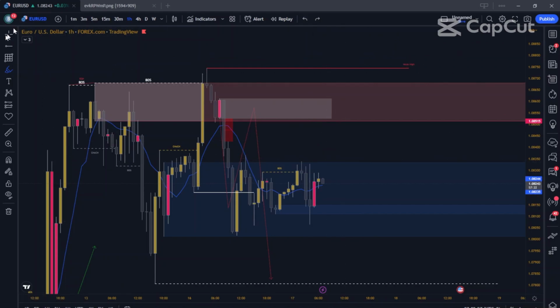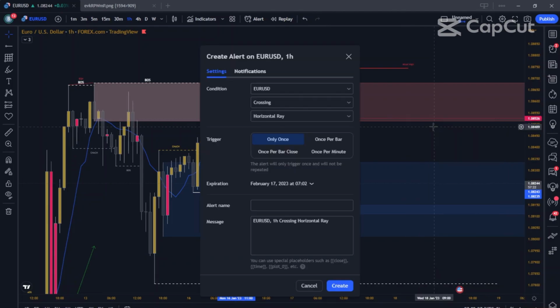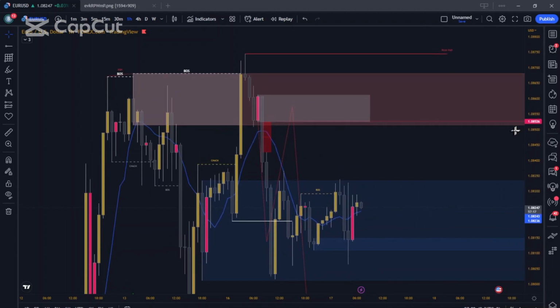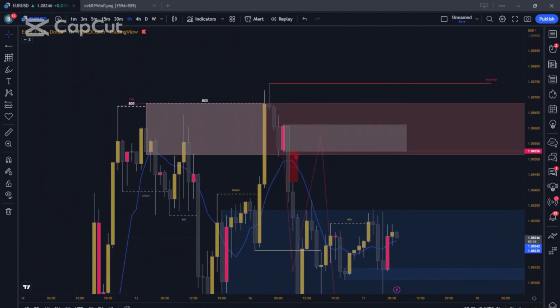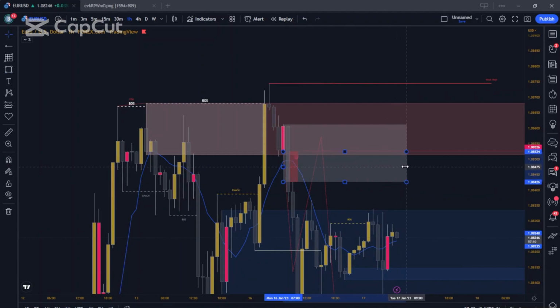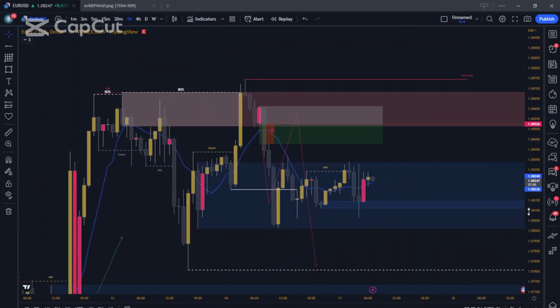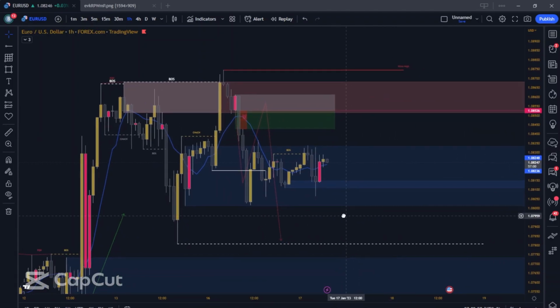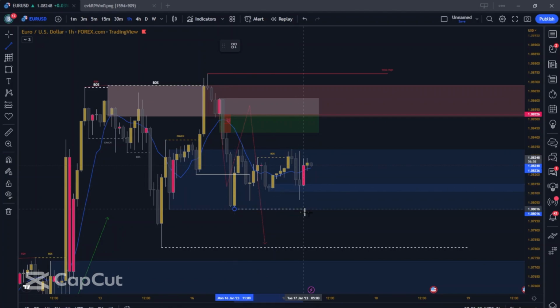Okay, so my area of interest, I'll put it on there for you now. See this line? It's going to be my alert. It's also important to note on the 1-hour, there is also some imbalance here. Here's the imbalance. Boom, boom, boom. Beautiful. Notice there's also 1-hour structure here.